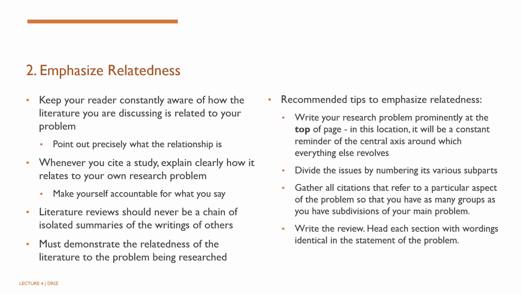Number 2 is to emphasize relatedness. Besides planning, you need to always be mindful of your research problem and how previous works relate to the problem you're focusing on. Throughout your writing, you need to keep your reader constantly aware of how the literature you're discussing is related to your research problem. Point out precisely what the relationship is. Whenever you cite a study, explain clearly how it relates to your own research problem.